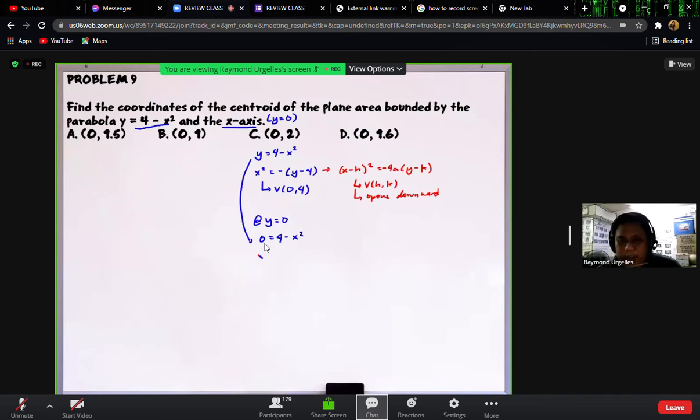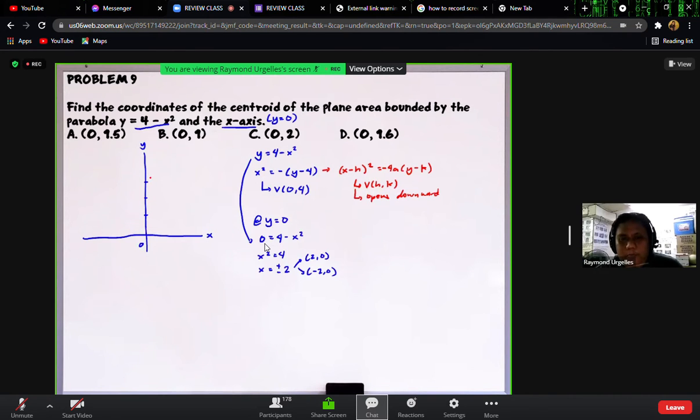So let's solve at y is 0. We have 0 is equal to 4 minus x squared. So x squared is equal to 4. So x is equal to plus or minus 2. Therefore yung dalawang points of intersection natin is 2, 0, saka negative 2, 0. Okay ba?